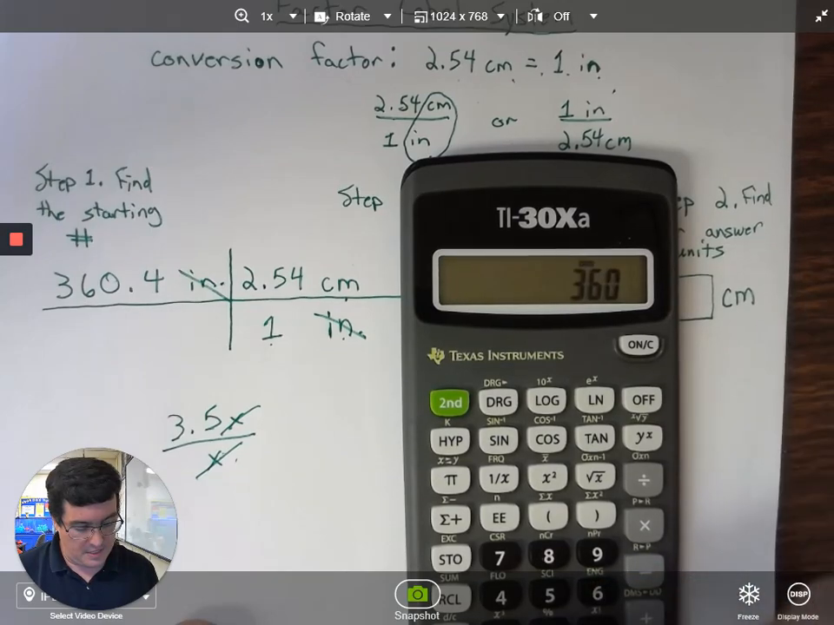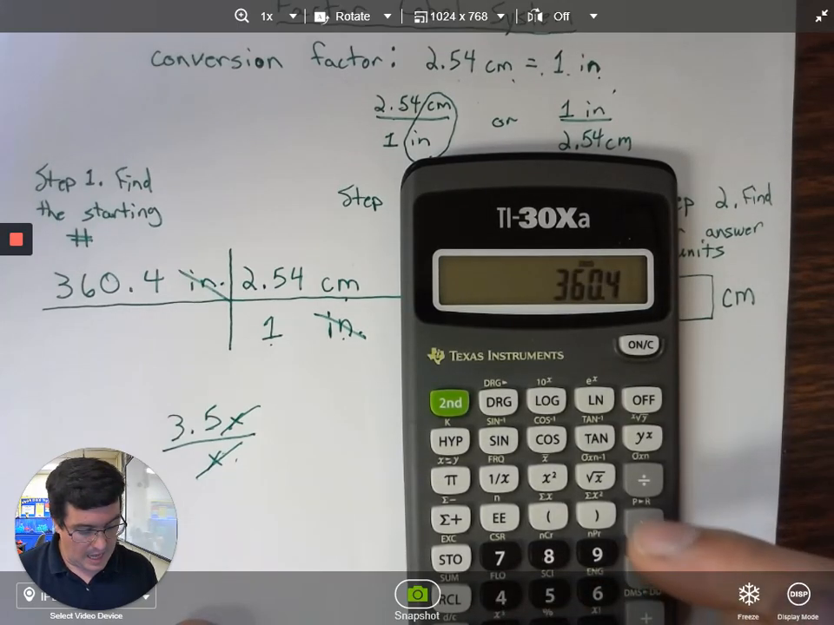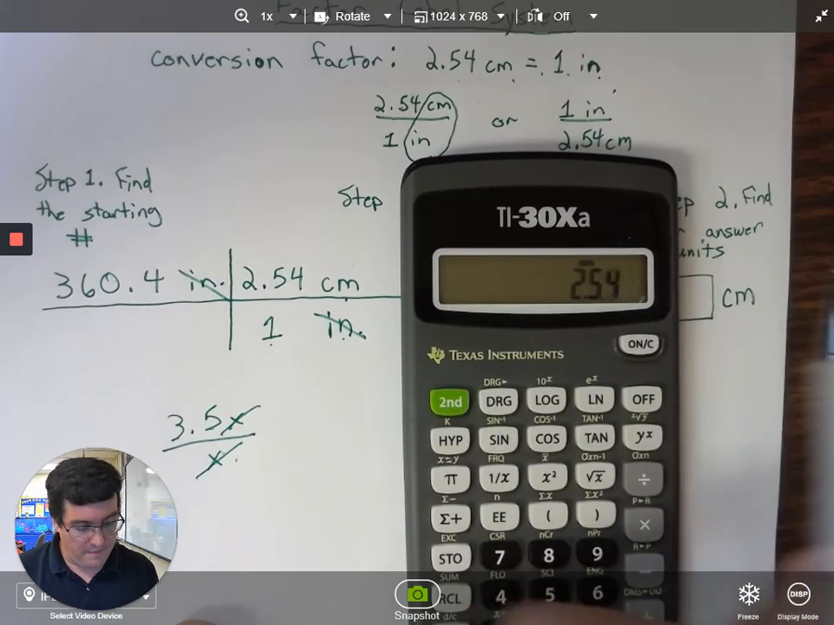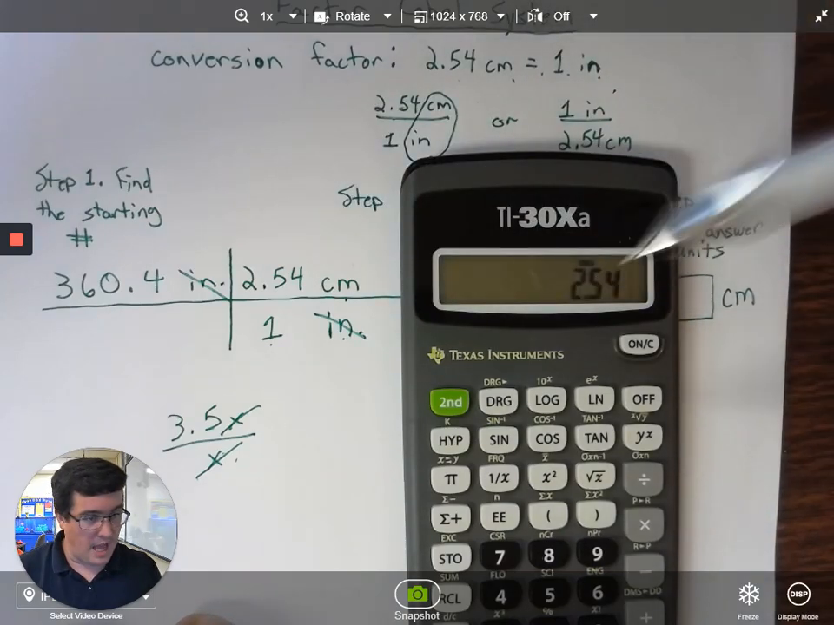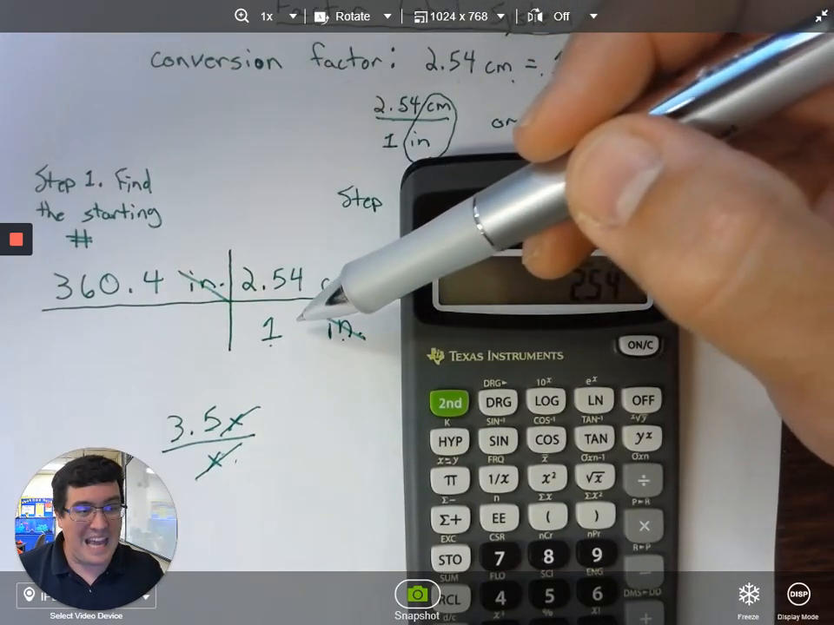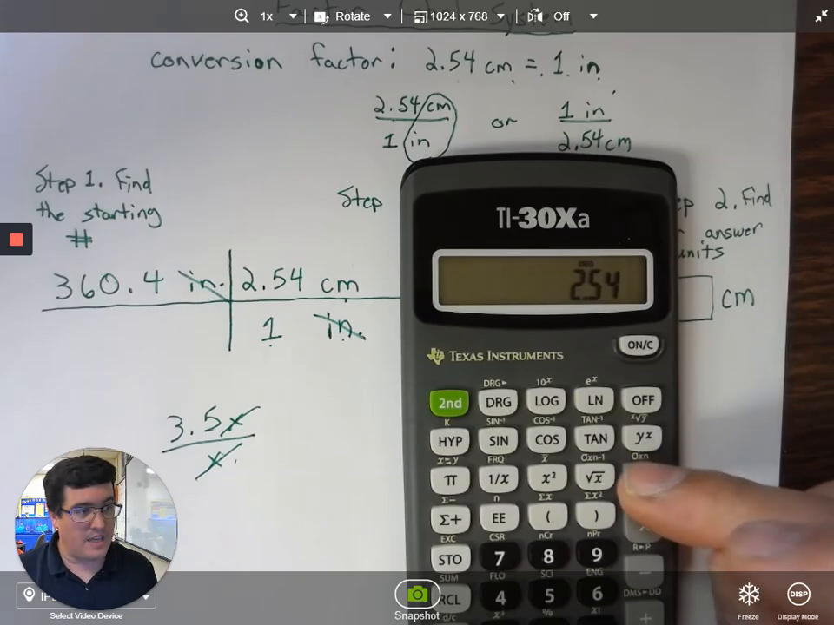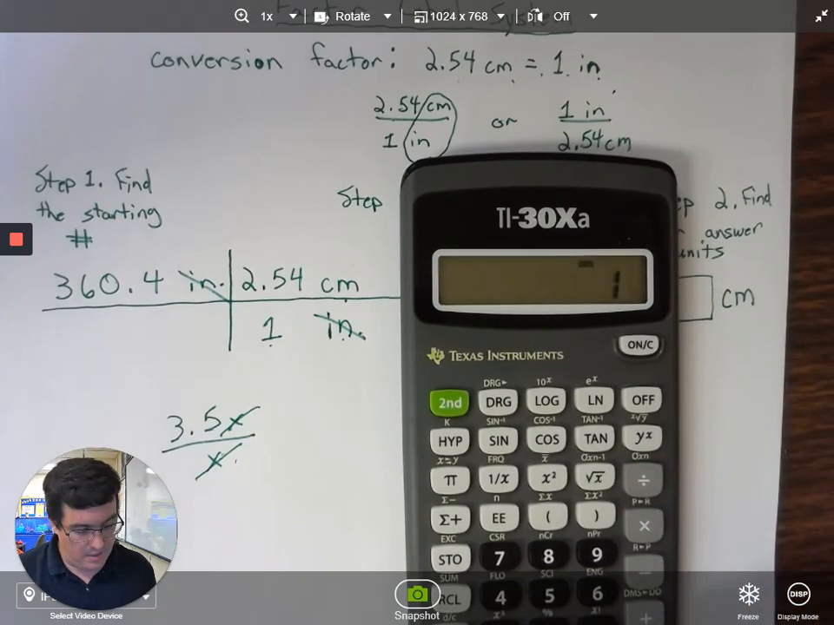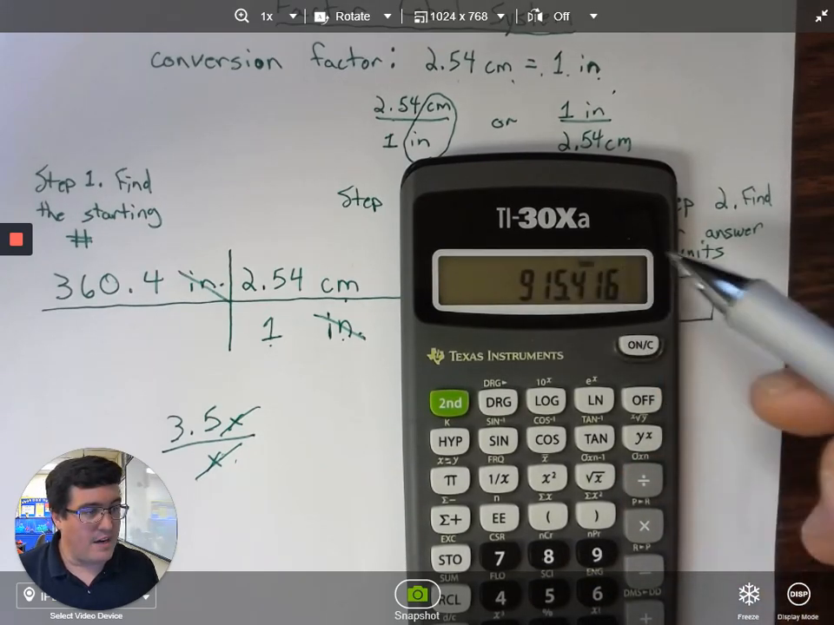So 360.4 times 2.54, and then there's nothing else on top. And then you divide by each thing on the bottom. So we're going to hit divide by 1 equals, and there's my answer.